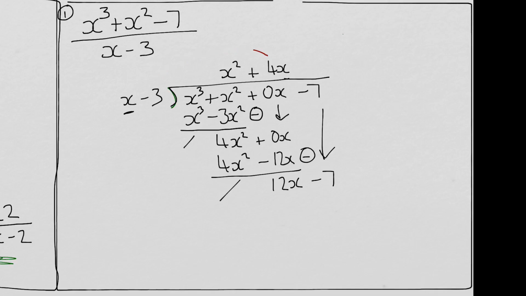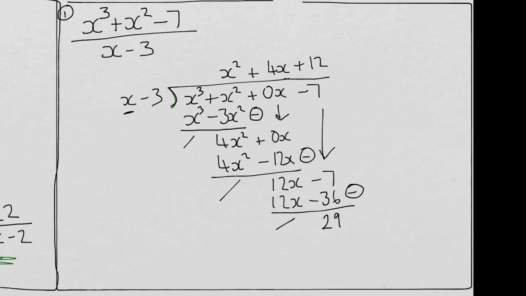So looking at what I need to get now, what do I need to multiply x by to give me 12? That's just a plus 12. So 12x minus 3 times 12 is minus 36. So no remainders there. Minus 7 minus a minus 36 is going to give me a positive 29.